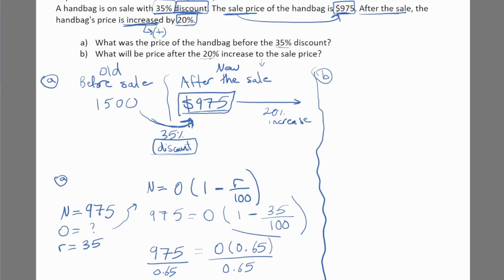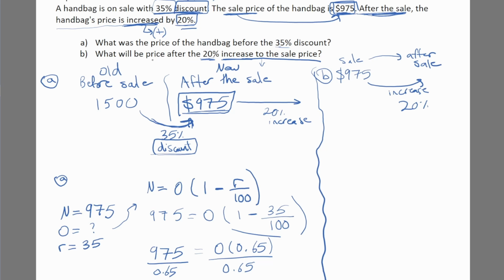What will be the price after the 20% increase to the sale price? Okay, if you go back to the question here, it says after the sale. So after the sale, firstly, at the sale, how much was the price of the bag? It was 975, okay? So during the sale, it was 975, okay? Now, after the sale, the handbag's price is increased by 20%. So after sale, we increased the price by 20%, okay?